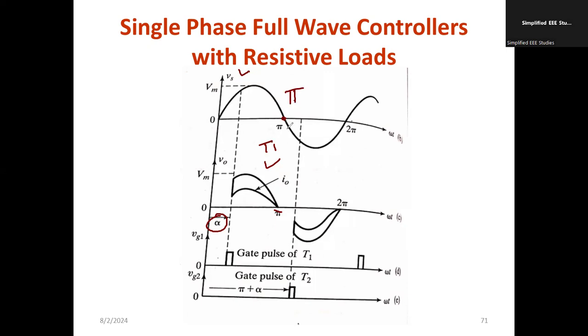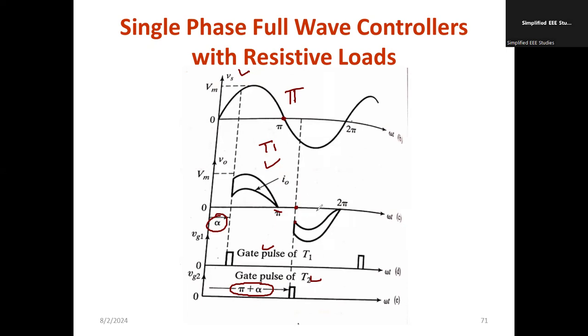Now, during the next half cycle, the negative half cycle, what is going to happen? Look at this. During the positive half cycle, T1 is activated. During the negative half cycle, we are going to provide the gate pulse to T2 at a delay angle of pi plus alpha. Here, the conduction will take place. Okay, delay angle.